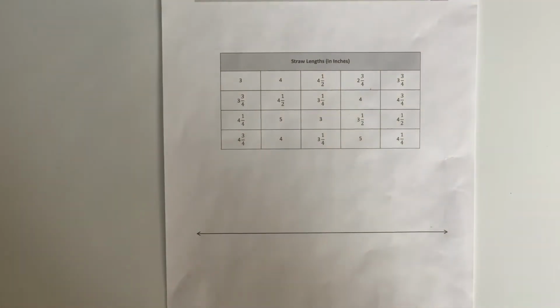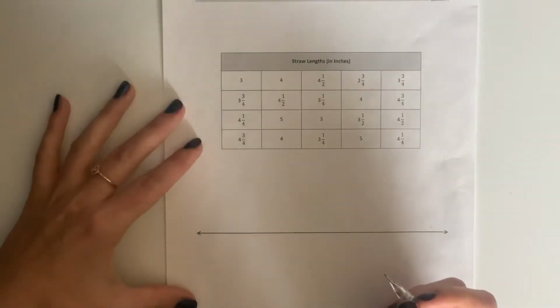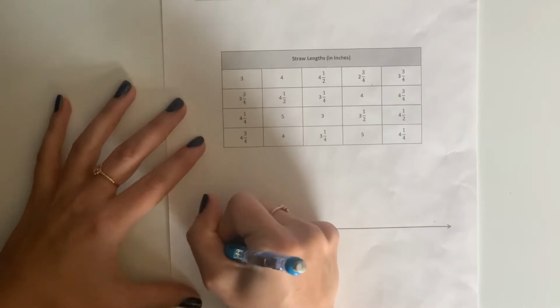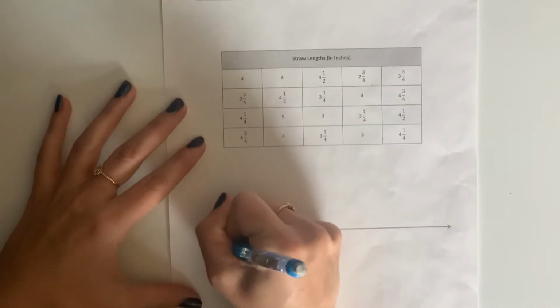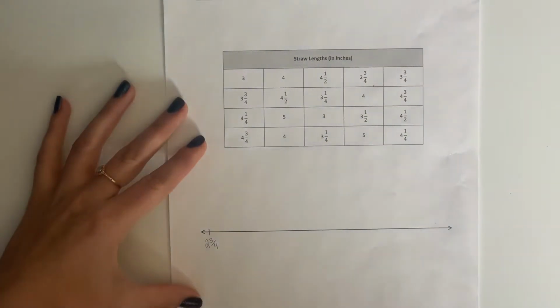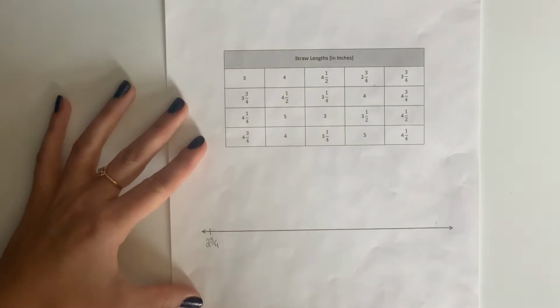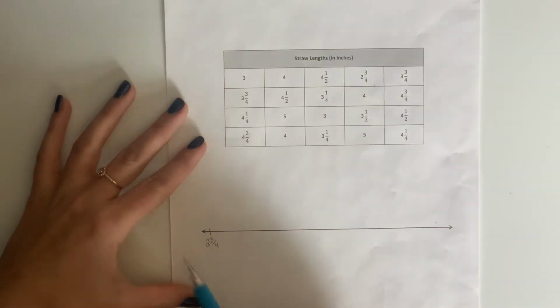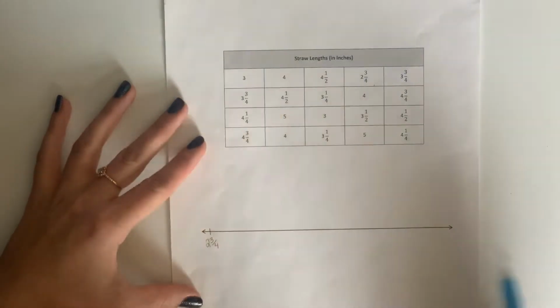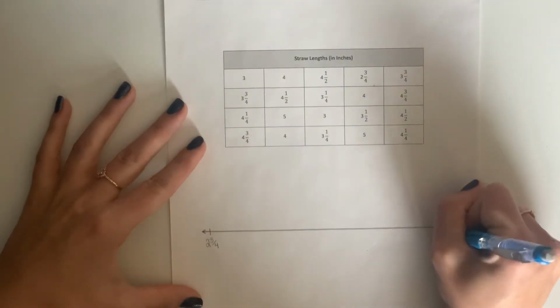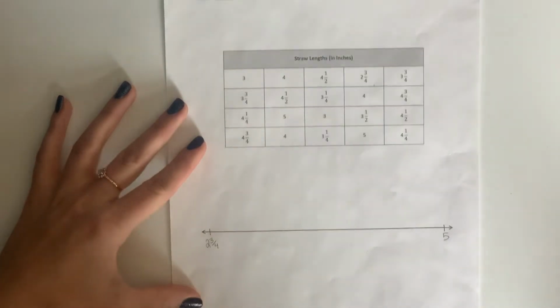So, let me grab my pencil. We are going to mark on this side 2 3/4. That's our first point. And now, what do you think our last measurement is going to be? If our first measurement is our smallest number, then what's our last measurement going to be? It's going to be our largest number, so that's going to be 5.